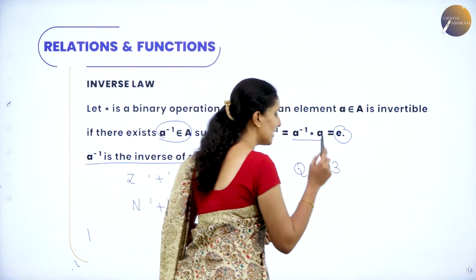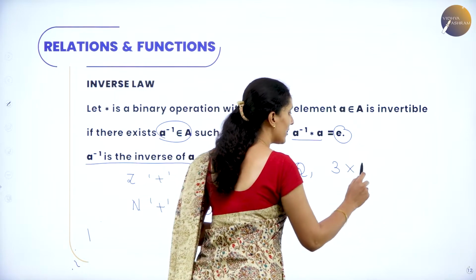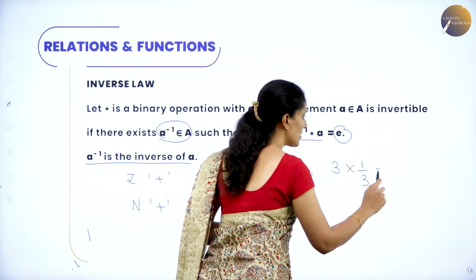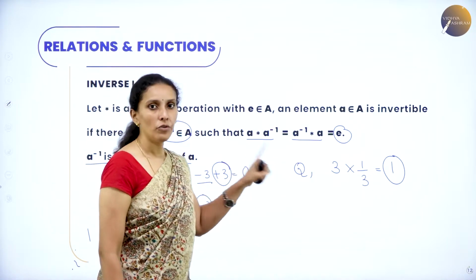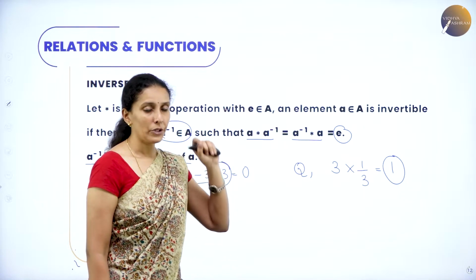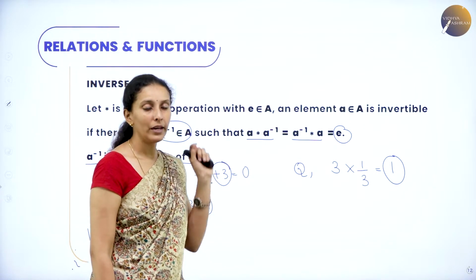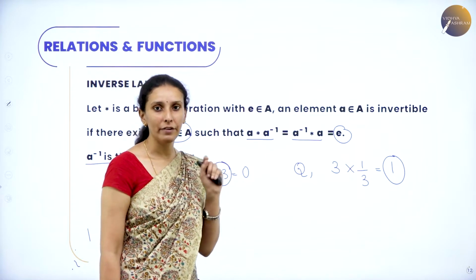Suppose 3 is the element I have taken, then 1 by 3 is the inverse element because 1 is the identity element under Q for multiplication. So therefore, if A is the element you have in the set of rational numbers, then 1 by A is the element which is the inverse in Q.